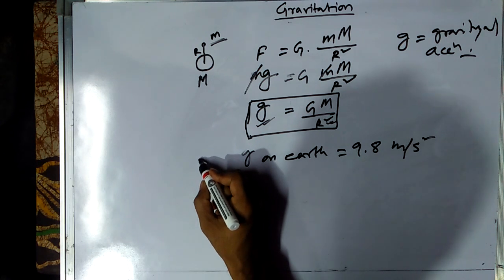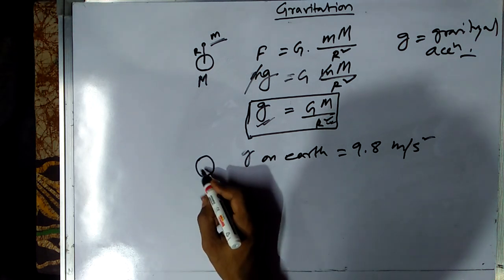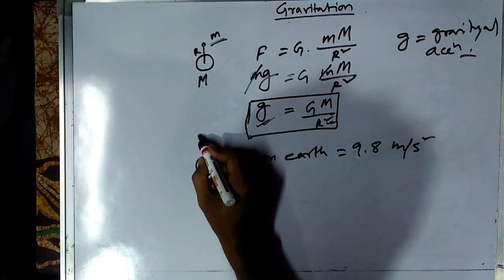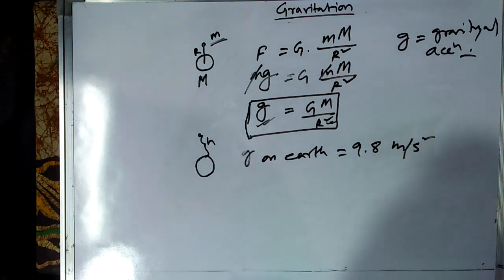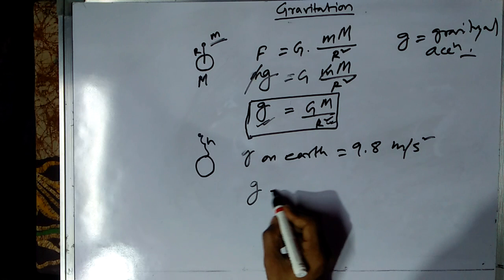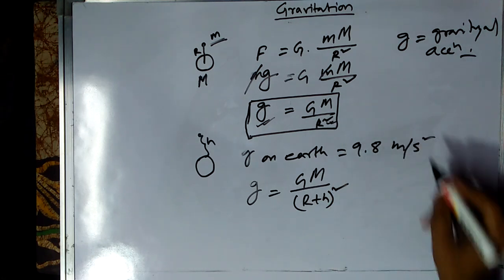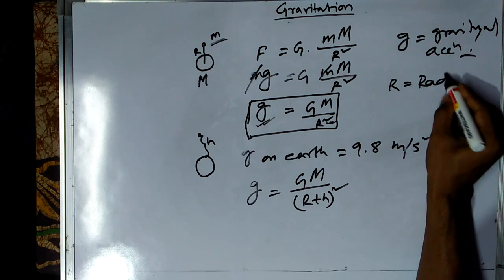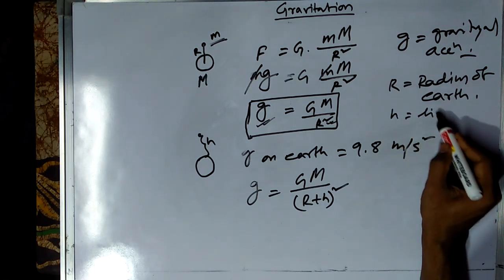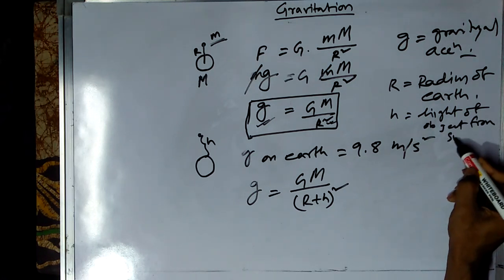Now suppose this is Earth or a planet, and the object is at height h from the surface of Earth. So if the object is at height h, we can write g is equal to G M by (R plus h) square, right? What is R? R is the radius of Earth. And what is h? h is the height of the object from the surface.